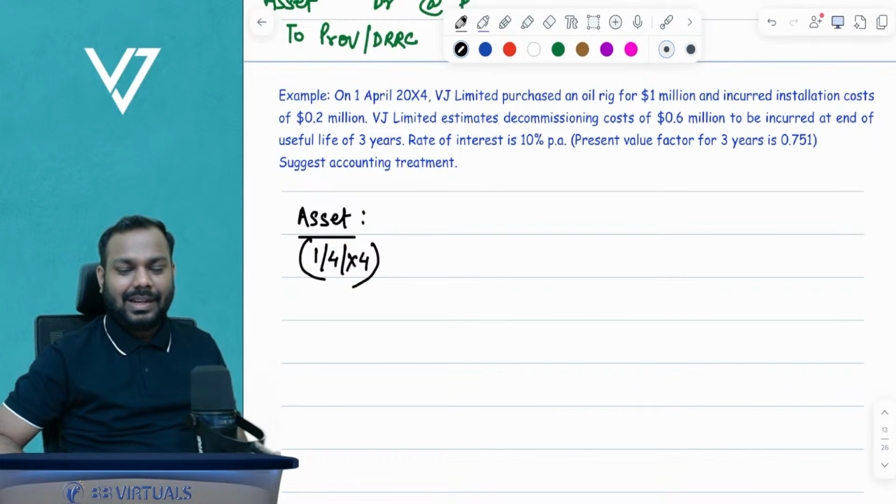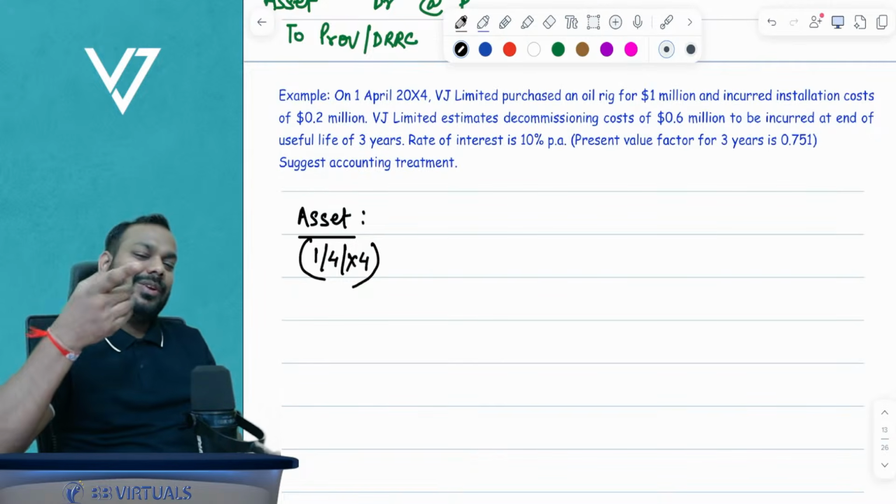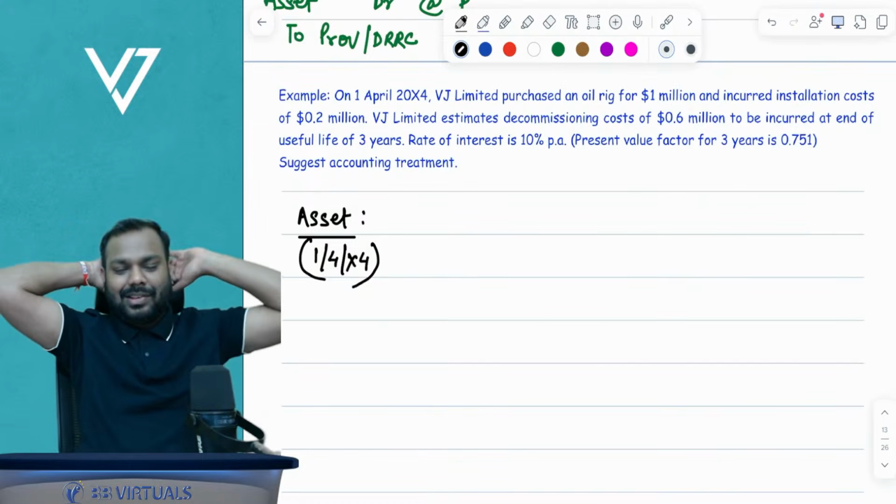Wonderful, Soumya, with the journal entries as well. Very good, very good. Okay, I'm giving you 1 more minute. Just solve and then we'll discuss.